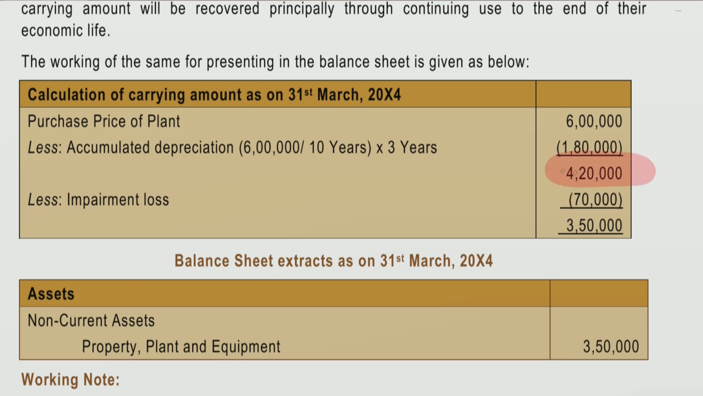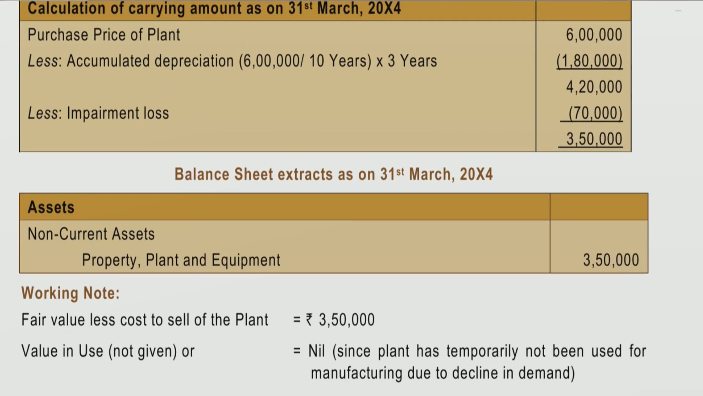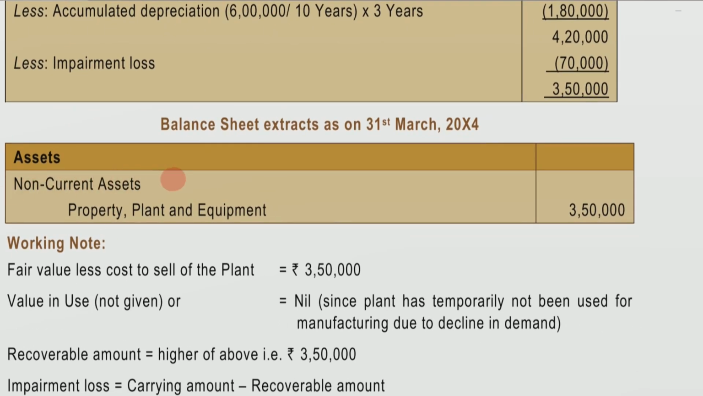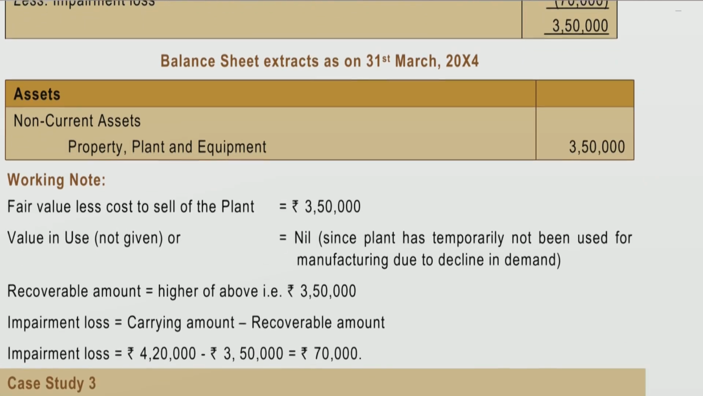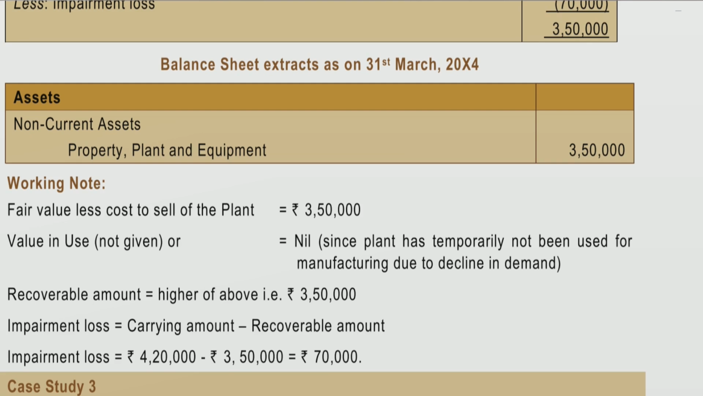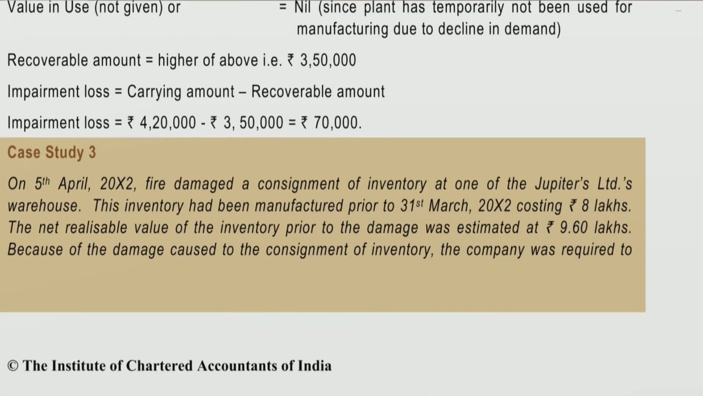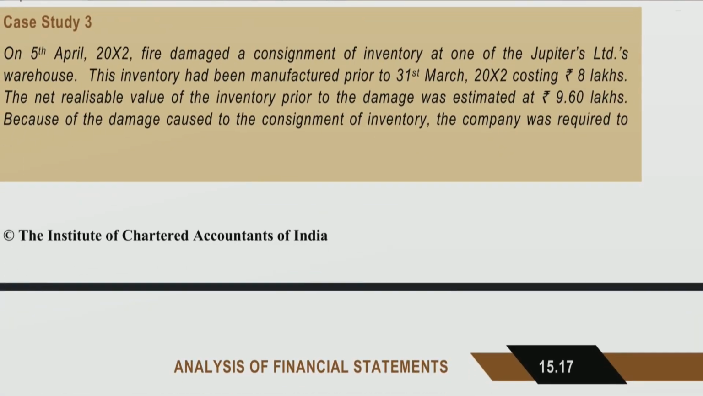So in case you want to drop this amount to 3,50,000, you need to charge impairment loss as per Ind AS 36, and you are not supposed to recognize anything else. So it will still be classified as property, plant and equipment, and the amount will be 3,50,000. That is the conclusion, and here they have given some workings for you to understand. So I am sure you are clear with this particular case. Let us move on to case study 3.